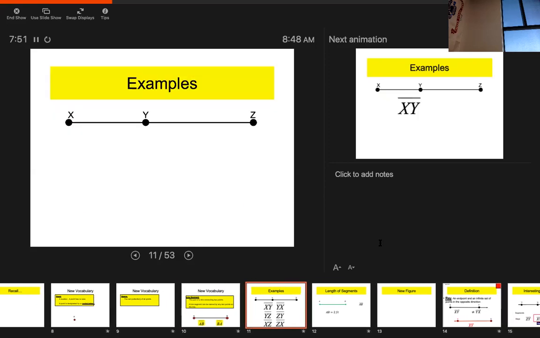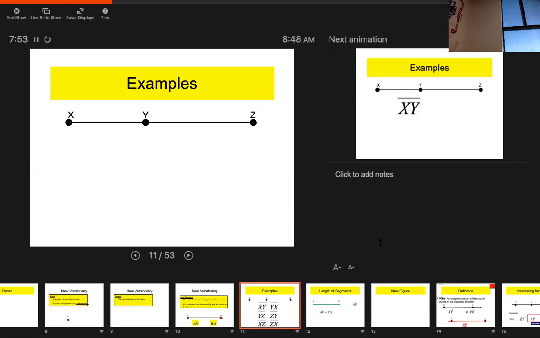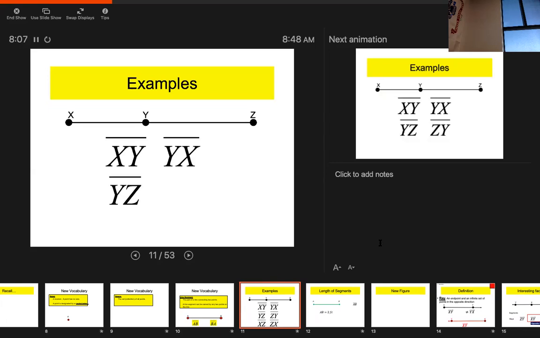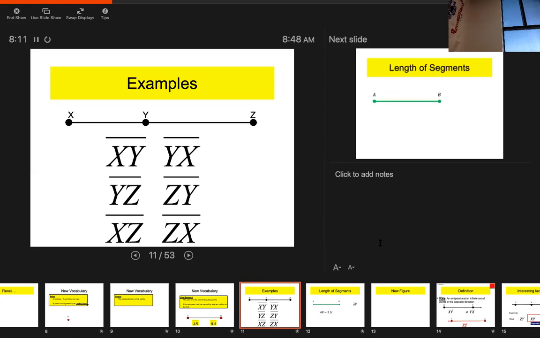Right? So this is the long segment there is. This is the short segment there is. And this is the medium one. And all the possible combinations thereof. You could say XY is the short one, or YX. The medium one is YZ or ZY, and the long one is XZ or ZX. Okay? Review.